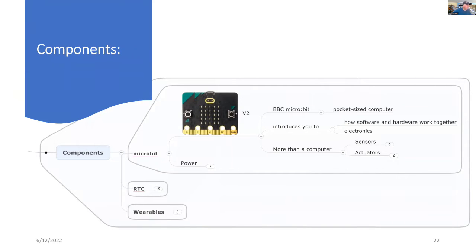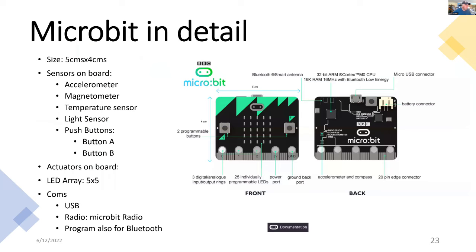And for the components, we'll be using microbit version 2. But also version 1 will be okay for the 3 projects. We'll also learn about real-time clocks and how you can actually put the microbit onto a strap and wear it on your wrist. So let's have a look at the microbit.